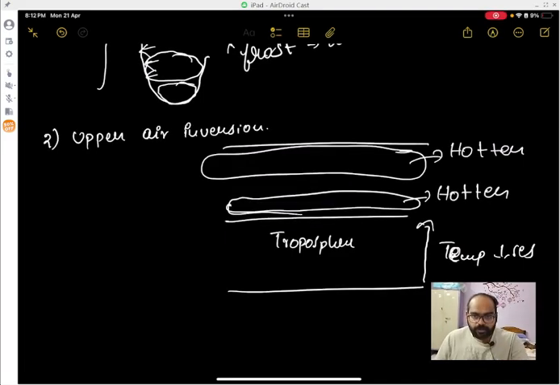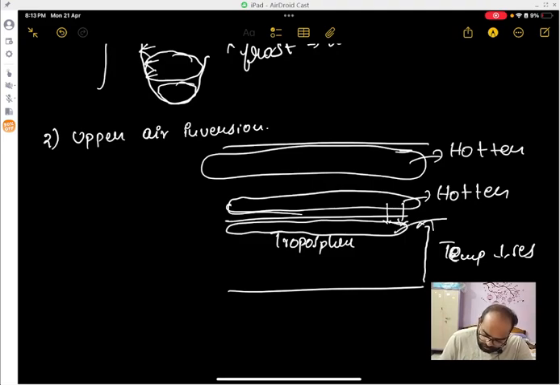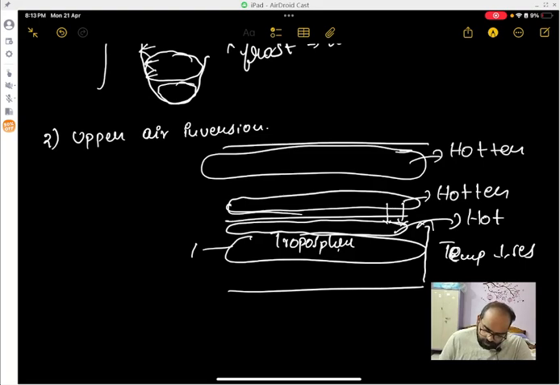Due to the presence of ozone, these hot regions conduct heat downward into the upper layers of the troposphere. So it becomes hot, and the lower level would be cold. So from the perspective of the upper layer of atmosphere, there is an upper air inversion here, because the layer closer to the stratosphere is hot and the layer away from the stratosphere is cold. This is upper air inversion.